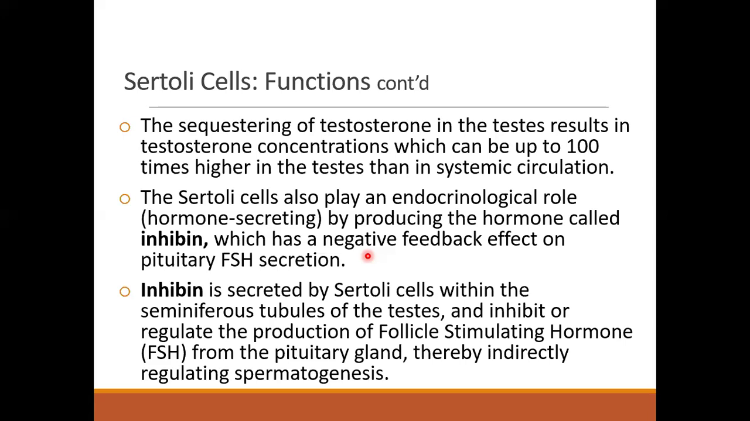So once you understand all these things, once you get to a lab which is well resourced, you can even assess hormones, including inhibin, FSH, LH, and so forth. And once you are doing all this, you know what you are checking for. So we say that inhibin is secreted by Sertoli cells within the seminiferous tubules, and it is to inhibit the production of follicle-stimulating hormone from the pituitary gland, thereby indirectly regulating spermatogenesis. I hope this point is also clear.